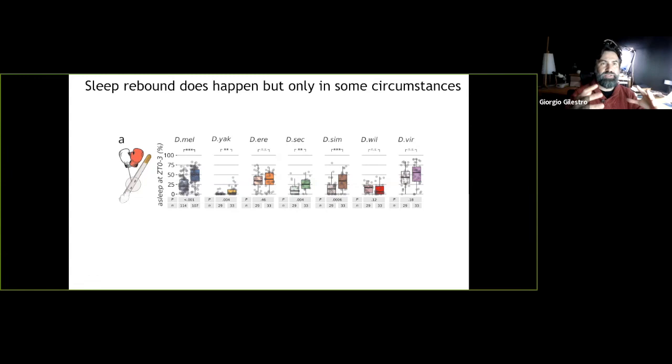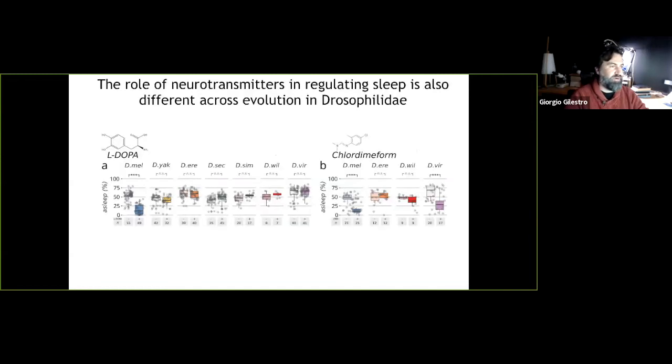One thing is to stay awake and rebound because you've been partying all night, and another is because you've been fighting all night or because you've made love all night. So all these different ecological stimuli might trigger different components of the rebound machinery.